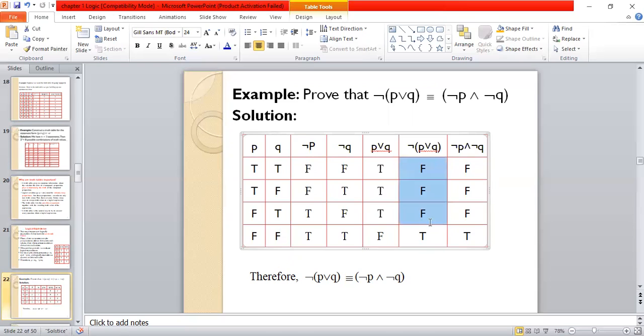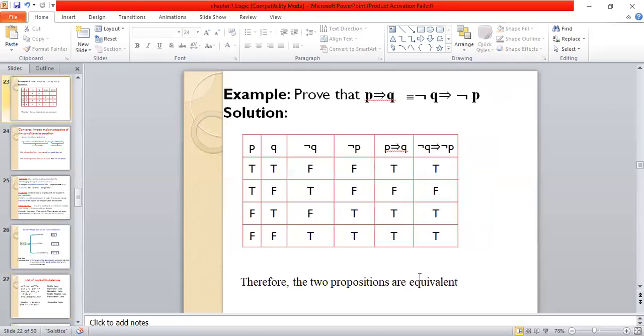So clearly you can see that this one and this one are equivalent. So the compound propositions, the negation of (P or Q), is equivalent to the negation of P and the negation of Q. This is how to show propositional equivalence and prove that these two are equivalent.